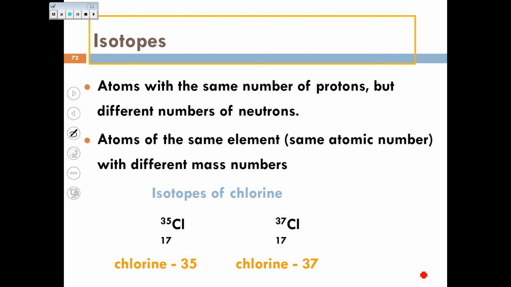So one way is to have the symbol here, and then these numbers are the isotopic masses. So chlorine-35 has a mass of 35, chlorine-37 has a mass of 37. The 17 is the atomic number. So notice that both of the bottom numbers stay the same because chlorine's atomic number is 17.